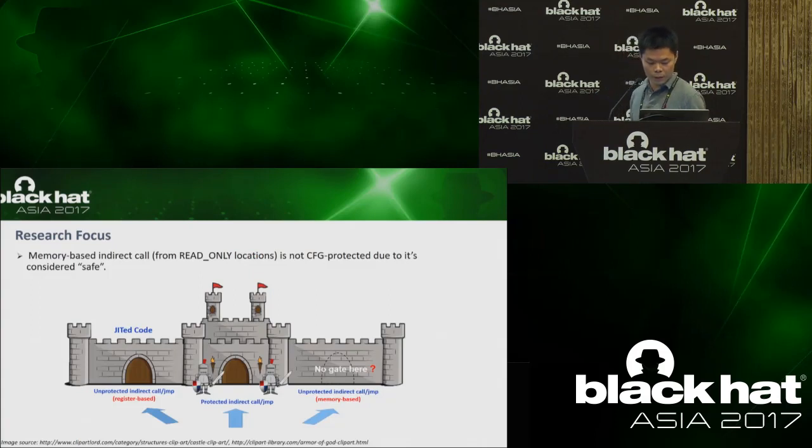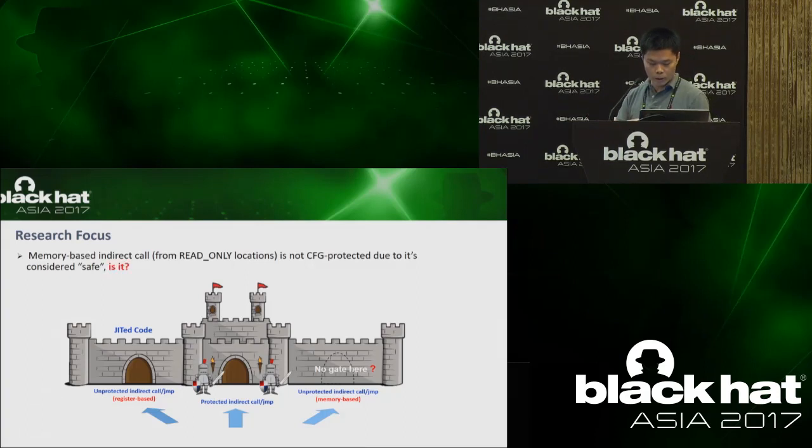So basically, CFG, like a guard, protects each indirect call or jump. As previous research has shown, the register-based unprotected indirect calls or indirect jumps, most of them in JIT code, are able to bypass CFG because there is a gate here. However, for those memory-based unprotected indirect calls or jumps, they cannot bypass CFG because there's no gate here, because the function pointer is not writable.